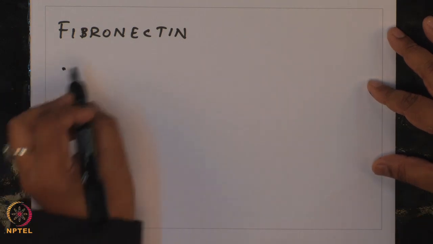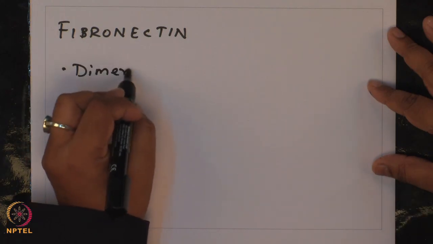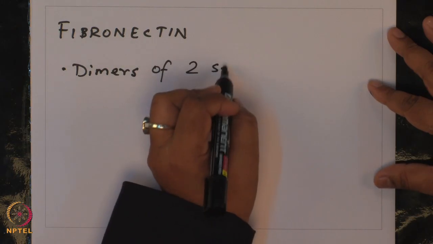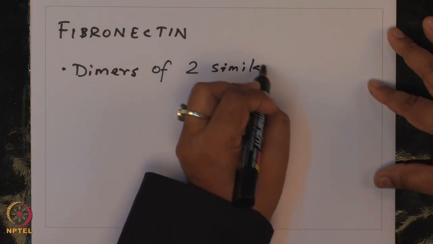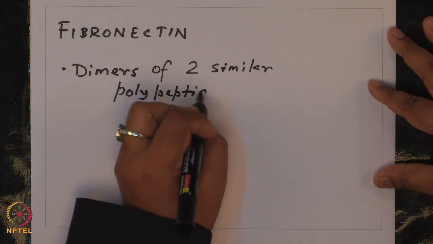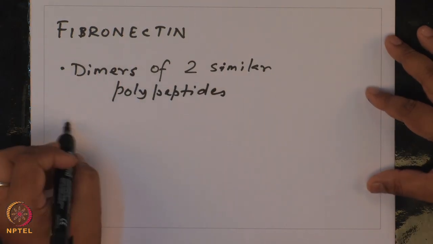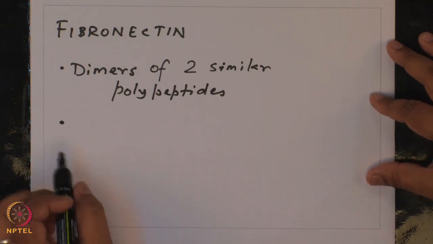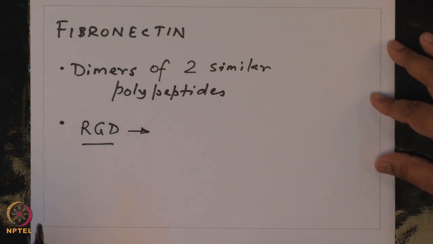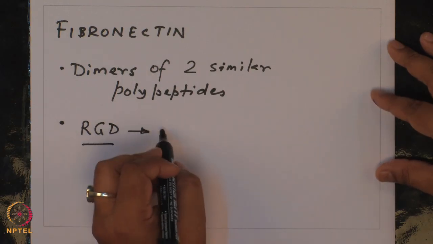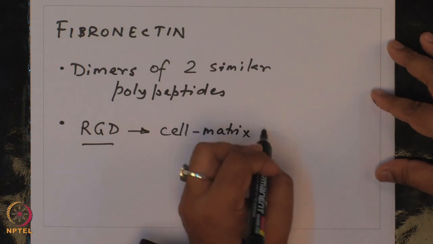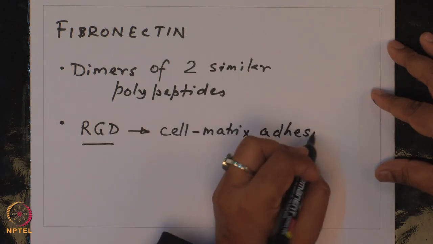It forms dimers of two similar polypeptides. Notable in this molecule is this sequence of RGD, which has been shown to engage integrins or participate in mediating cell matrix adhesion.